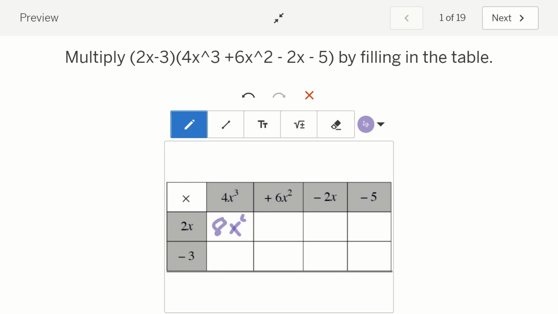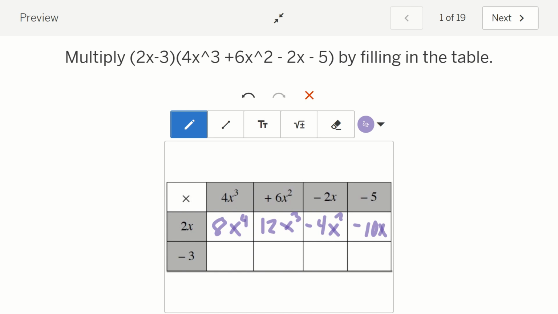8x to the fourth. 2 times 6 is 12, and x times x squared is x to the third. 2 times negative 2 is negative 4, and x times x is x squared. And then 2 times negative 5 is negative 10, and that's a negative 10x.